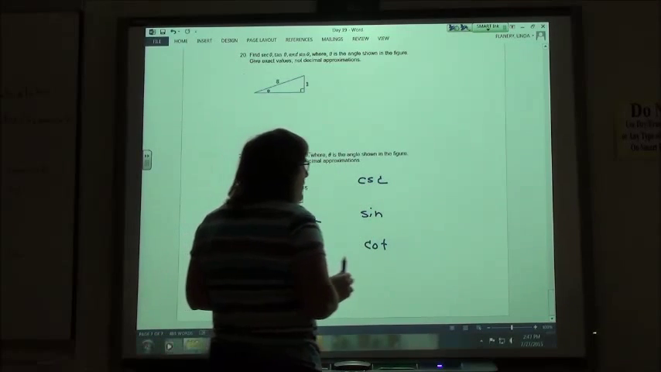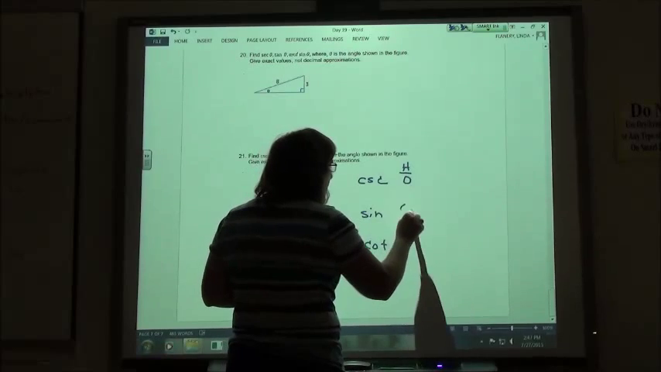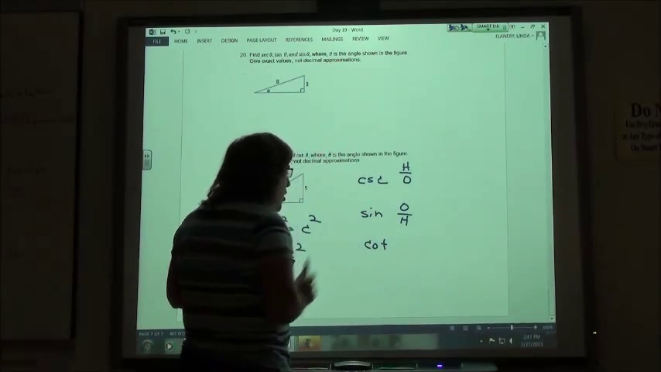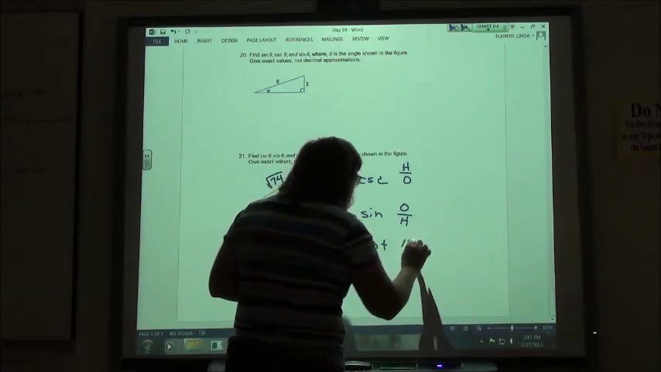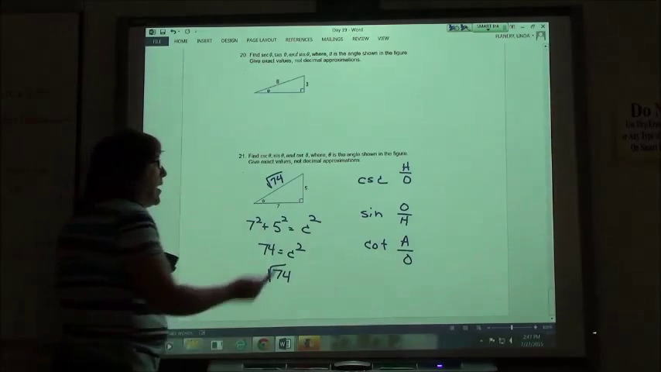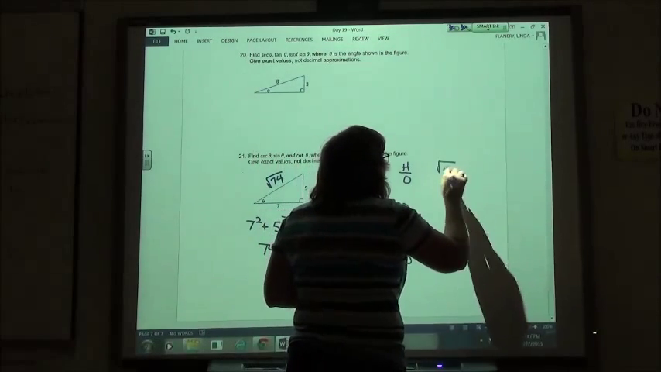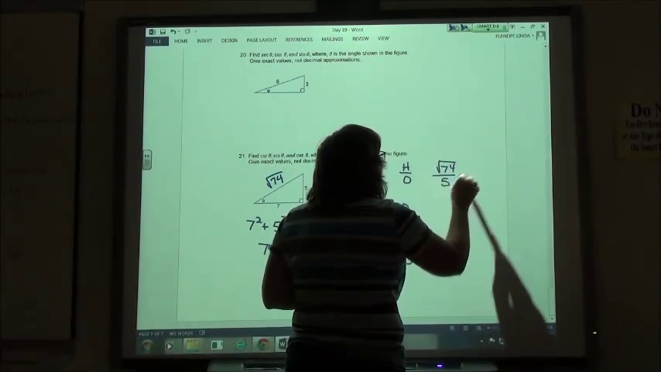Cosecant is the inverse of sine, so hypotenuse over opposite. Sine is opposite over hypotenuse. Cotangent is the opposite of tangent, so the adjacent over the opposite. So hypotenuse over the opposite: square root of 74 over 5.